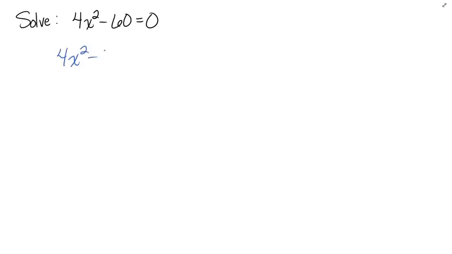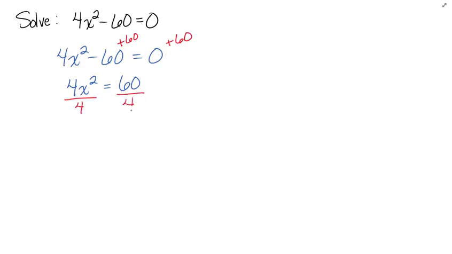First, we want to get rid of the 60, so we will add 60 to both sides. That leaves us with 4x squared equals, that should be a 60, equals 60. Remember, we're trying to get the x by itself, so the 60 is gone. Now we want to get rid of the 4, and we can do that by dividing both sides by 4. And that gives us x squared equals 15.